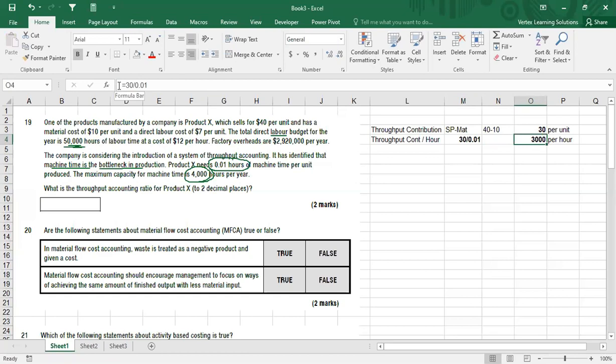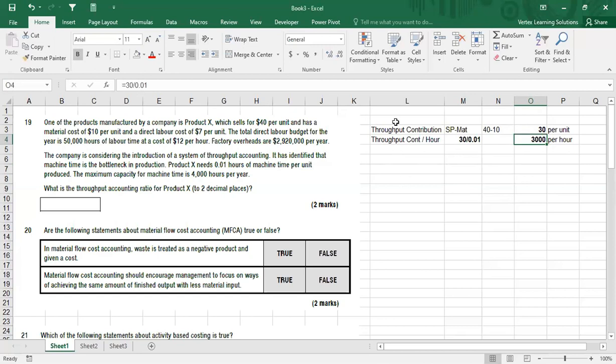So it means that for the bottleneck resource, which is your machine, you are making $3,000 every hour. This $3,000 is your contribution generated. This is the maximum contribution you can generate. You are not talking about labor, because your bottleneck resource is the machine, and machine time is 0.01 hours per unit. So if 1 unit is giving me $30, it means that within 1 hour, I can make $3,000. $3,000 is your contribution per hour. So one number you have set up.